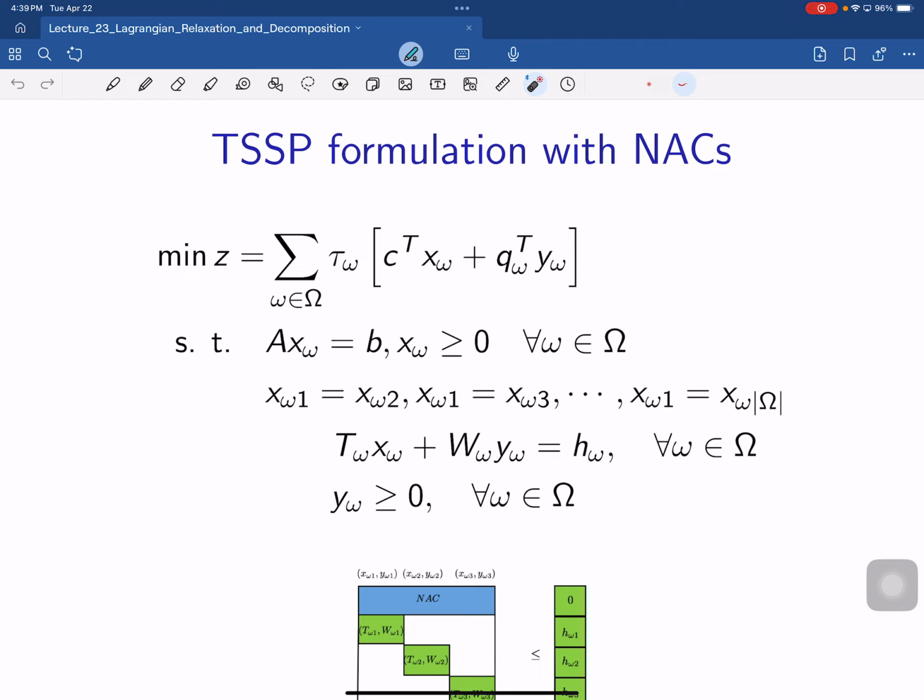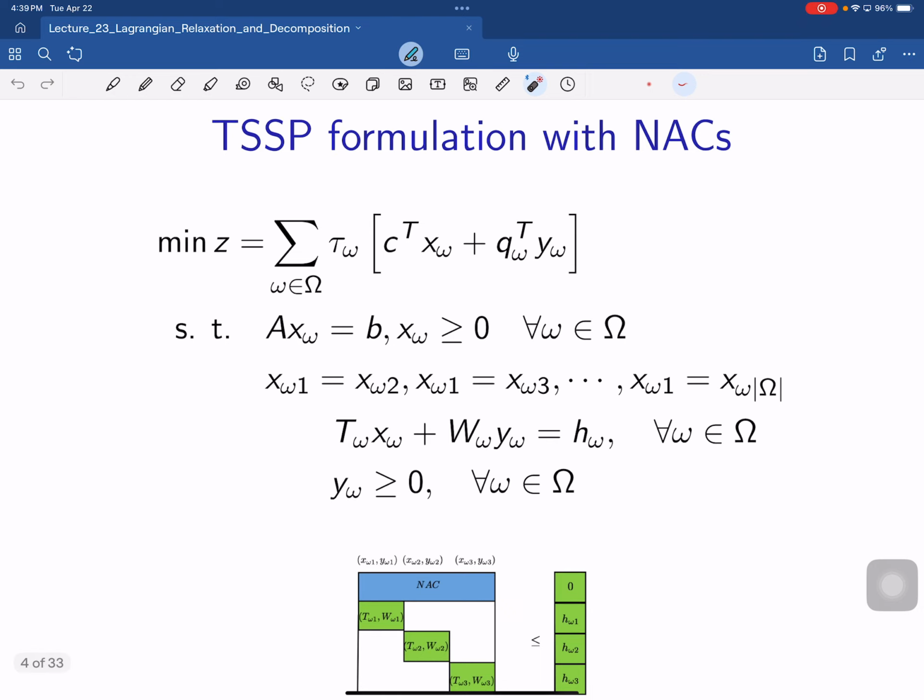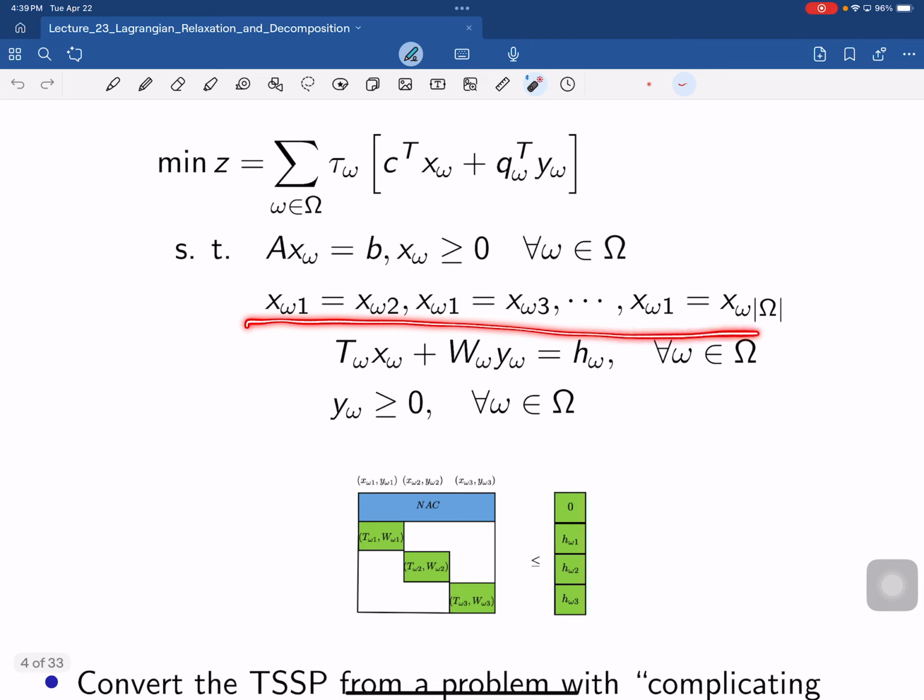Okay. Yeah, that's just a reformulation trick. It's equivalent to the original problem. The trick is to help you convert a problem with complicating variables to a problem with complicating constraints. So now the x are no longer complicating variables because you created a copy for each scenario. So now you have these complicating constraints instead. If you remove this constraint, then all the problems are decomposable by scenario.